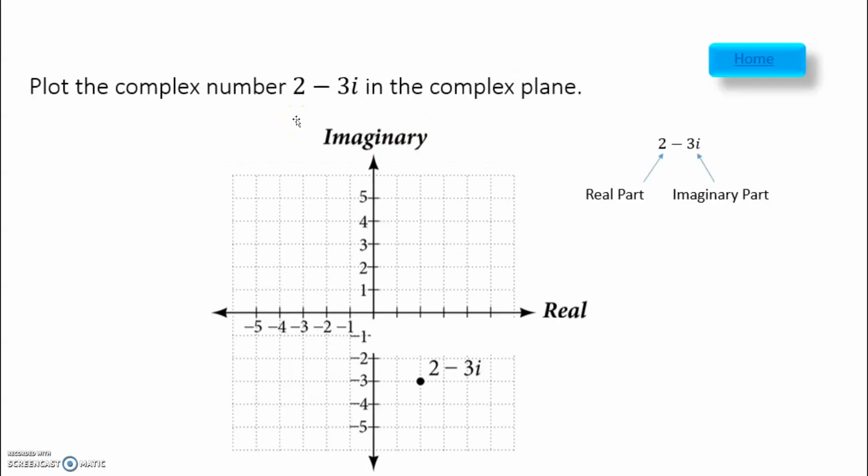Now, say we were going to plot this complex number 2 minus 3i. Well, there's your real part, there's your imaginary part. In order to plot it, it's basically the same thing as plotting 2, negative 3. So you would go over 1, 2, and then go down 1, 2, 3. So that'd give you that point right there, and that's it.